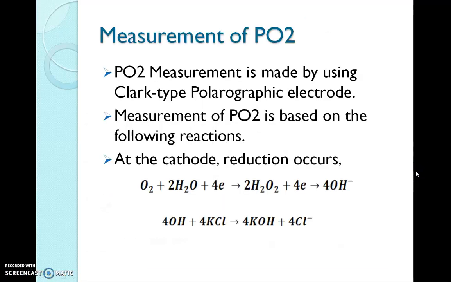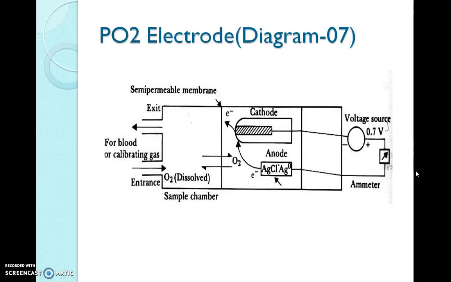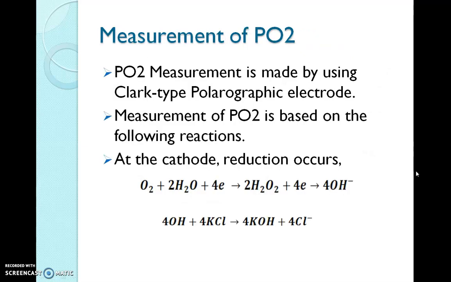Next we discuss the measurement of PO2. The basic components of a Clark type polarographic electrode are shown in this diagram. This is the Clark type polarographic electrode. The measurement of PO2 is based on the following reaction.